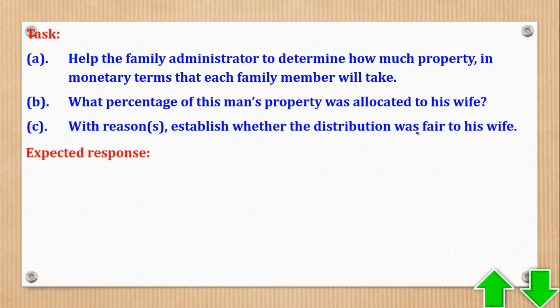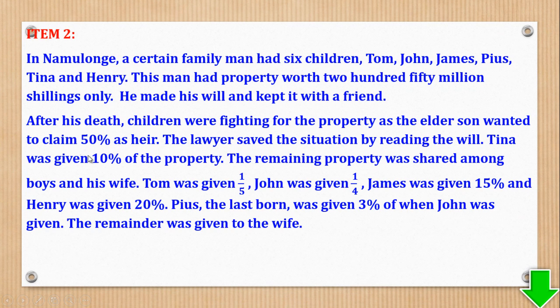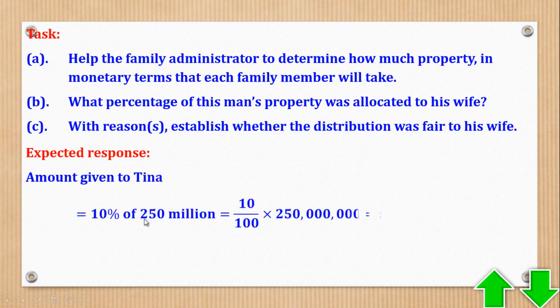So we shall begin. First of all, they told us, so we shall go person by person, child by child, and end with the wife. The first one to get was the girl, who got 10% of the total property, which is 250 million. So the amount given to Tina will be 10% of the 250 million, which is 10 over 100 times 250 million. Using a calculator, it gives you 25 million. So that is what Tina got.